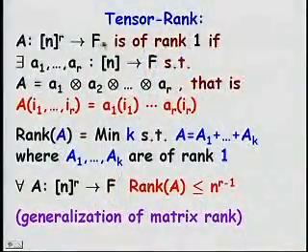We say that a tensor A from [n]^r to F is of rank 1 if it can be written as a product of vectors, exactly like in matrices of rank 1.